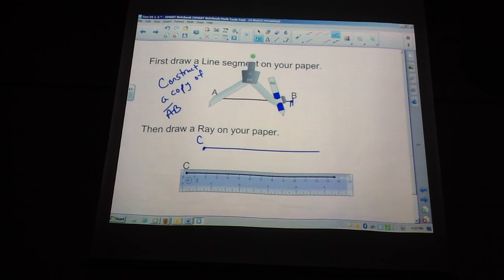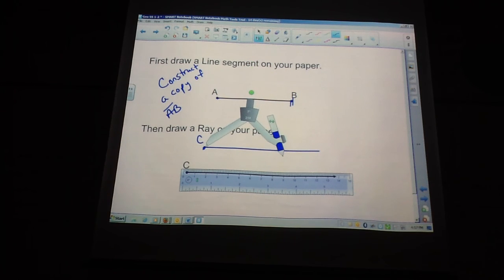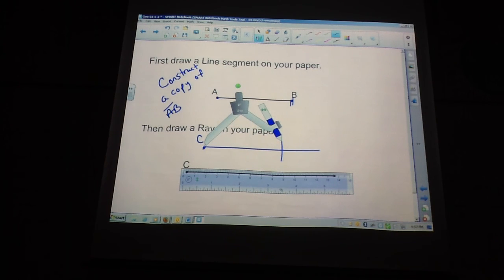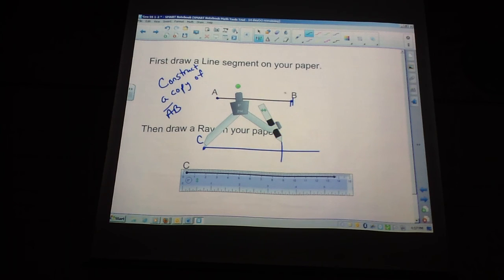I want to leave my compass at that measurement, opened up at that length, because now I can copy that segment by coming down here and putting the point on C, and then marking that part of the circle, or the arc, right across your segment until there's an intersection. Where that intersection is, that's the same length that AB is. So I'm going to put a little point right there and call that D. And now what I've done is copied segment AB and called it CD.